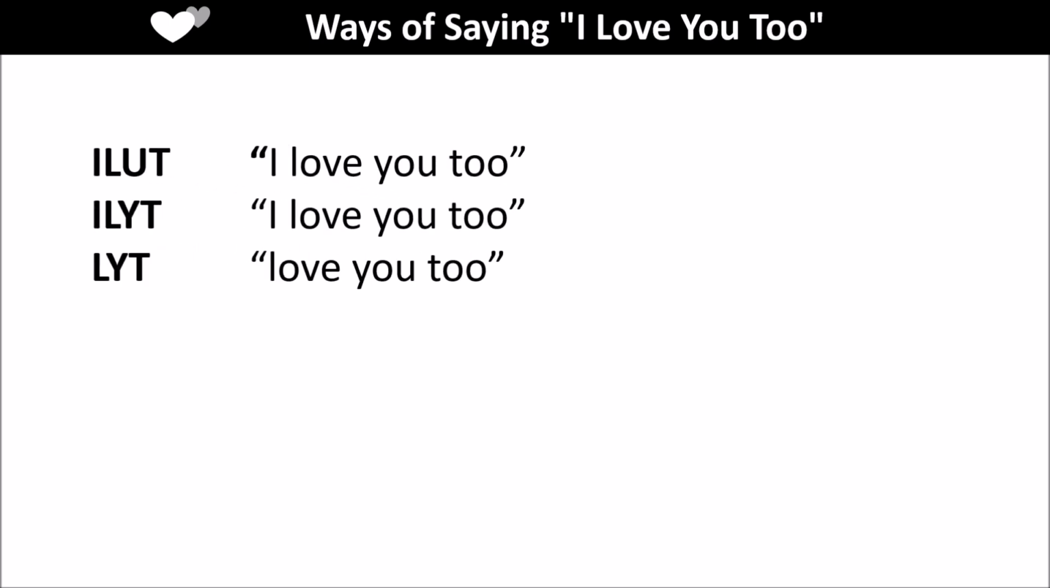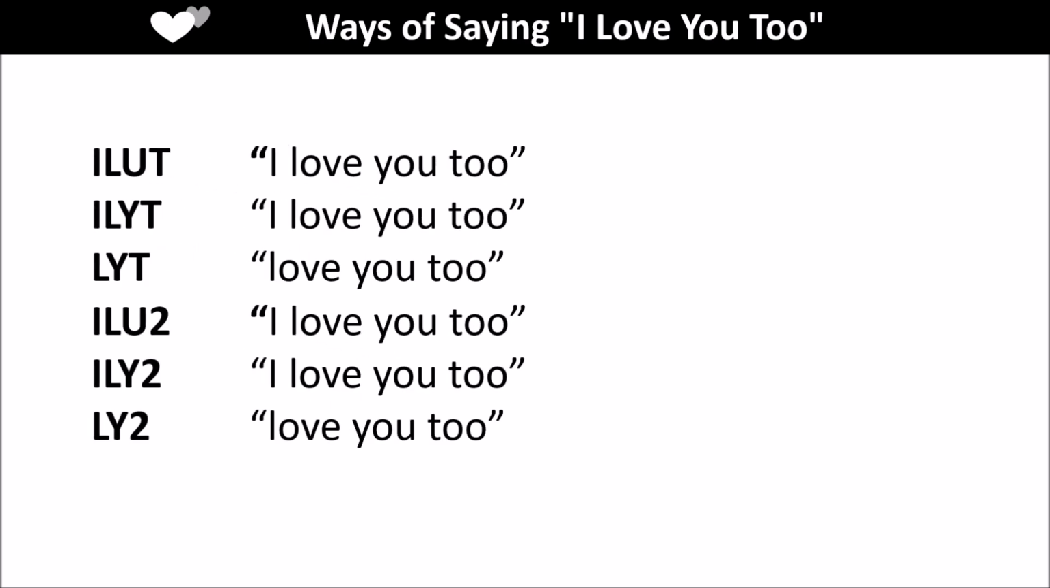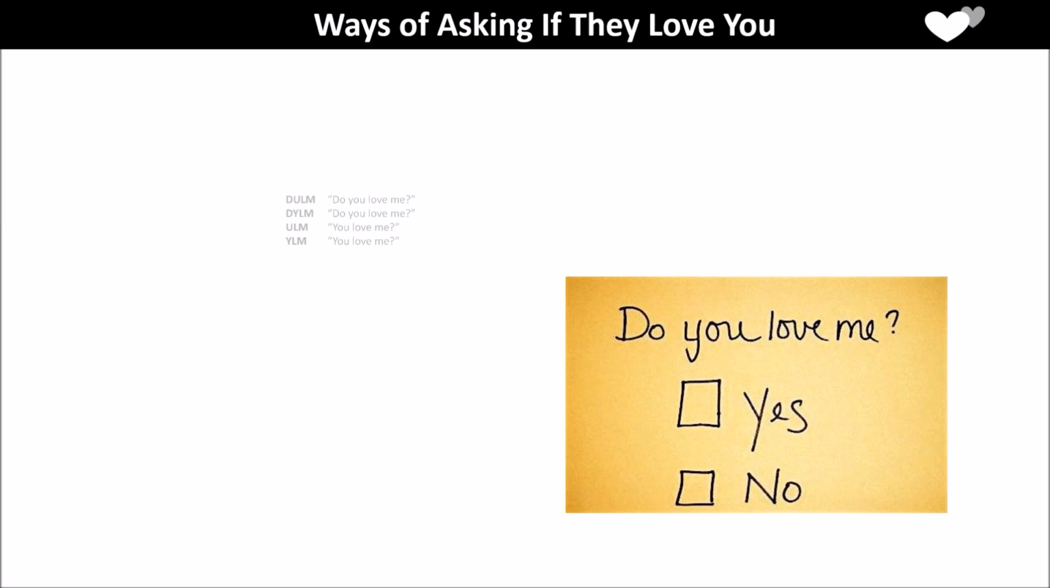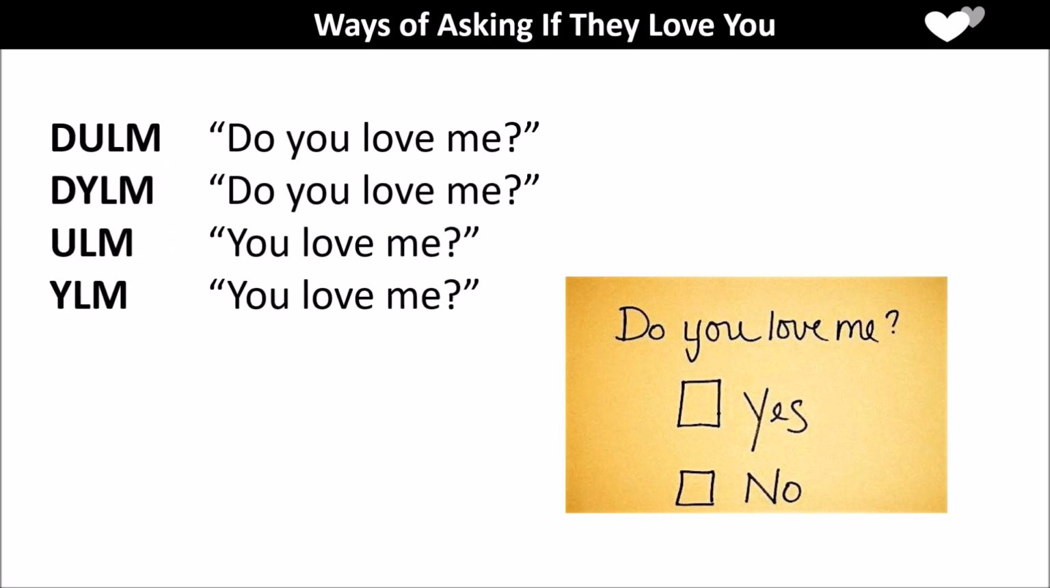So here are some ways of saying I love you too. Just bear in mind that sometimes you'll see 2 to mean 2 instead of the letter T. And here are some ways of asking if they love you. You could send them a post-it note, or you could send them one of these abbreviations.